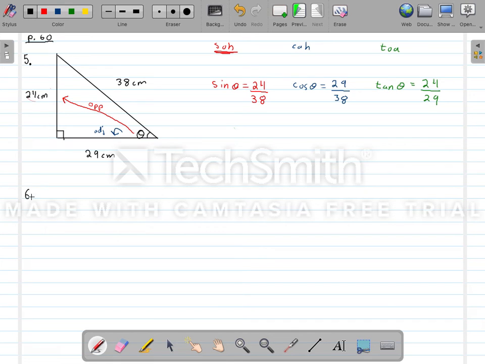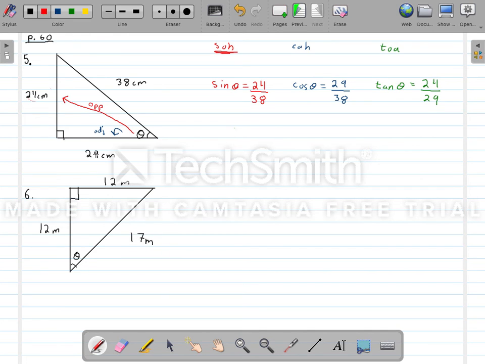This is going to be question 6 from the textbook. So here we have another right angle triangle. Here it is, right here. This is our right angle, okay? Our theta is down below over here, okay? This side is 12 meters. This side is also 12 meters. And this side is 17 meters.